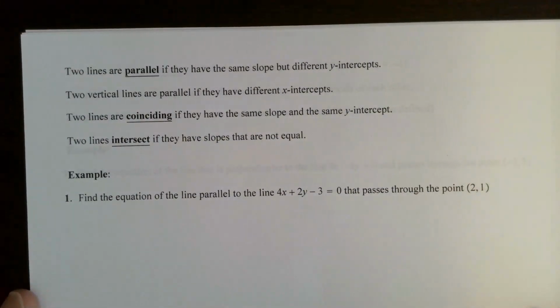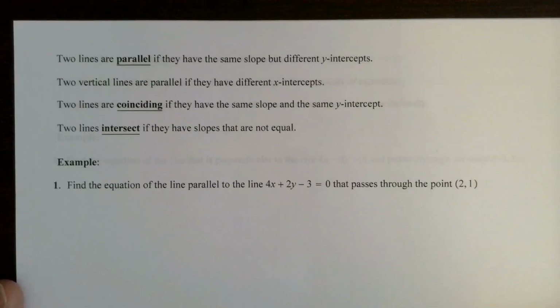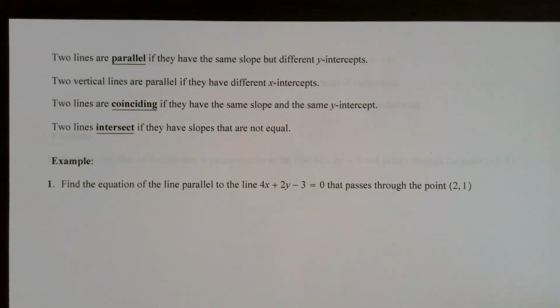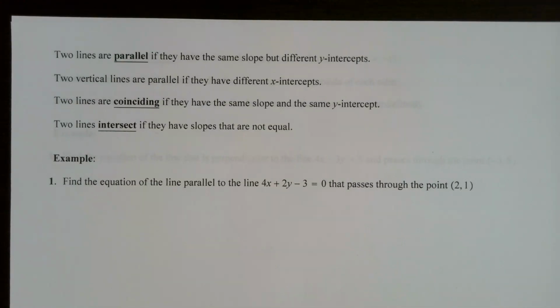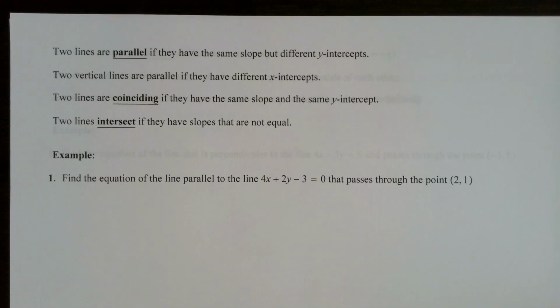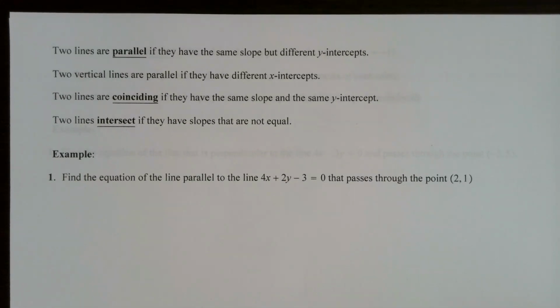Two last things to remind you about. Two lines are parallel if they have the same slope but different y-intercepts. Two vertical lines are parallel, therefore, if they have different x-intercepts, since their slopes are undefined. Two lines are coinciding if they have the same slope and the same y-intercept. And two lines intersect if they have slopes that are not equal.